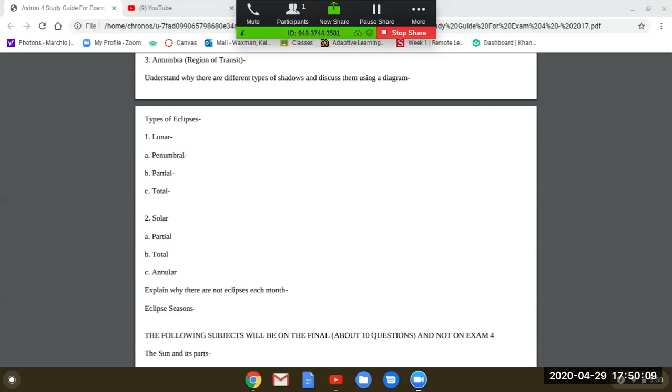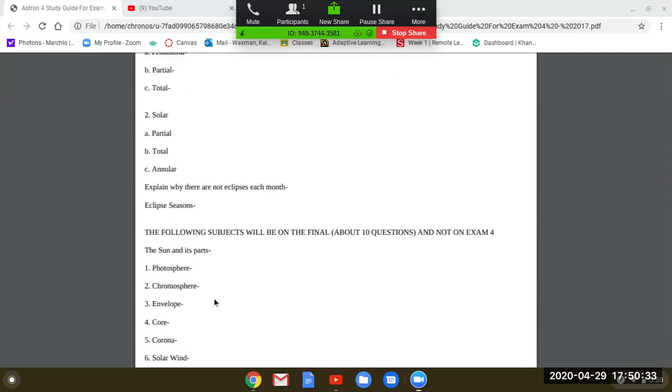For extra credit, I'm going to give you some. Total. You can't describe what a total looks like. Make sure to look through that lecture on total solar eclipses and explain why there aren't eclipses each month. Just know there's a 5-degree tilt between the moon's orbital plane and the ecliptic plane. That's all you need to know. Don't worry about eclipse seasons. Cross that off.